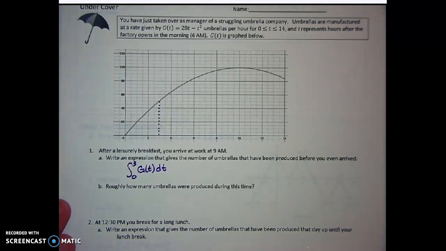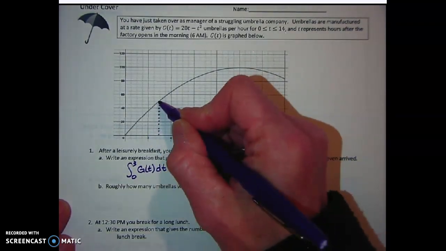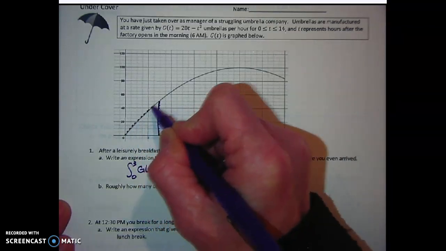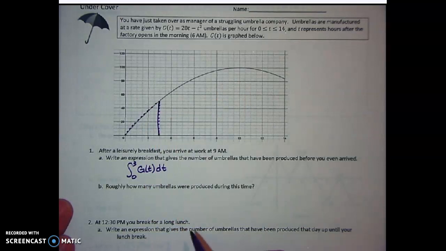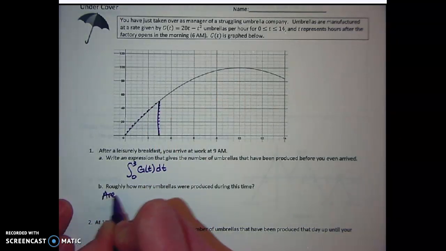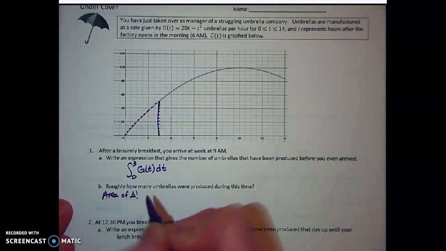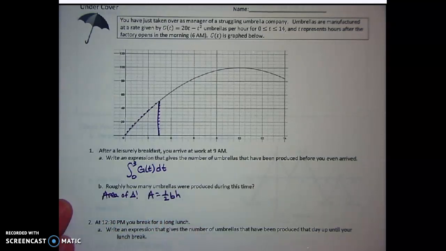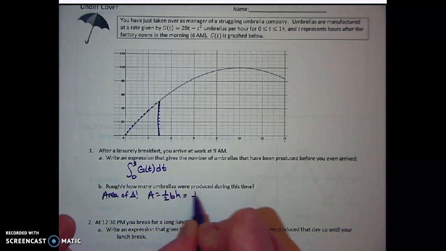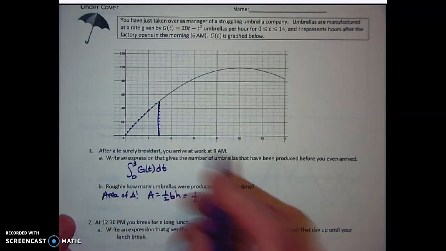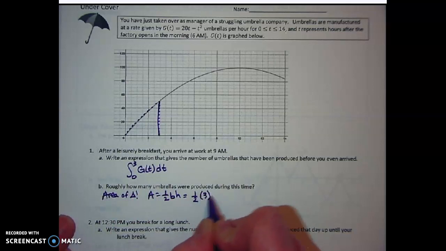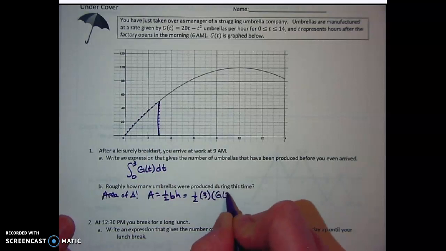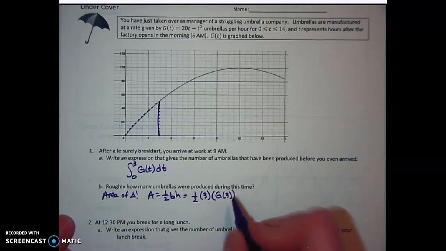We haven't really talked about this, but as I draw this line down, this is my 3 hours, and to me that just looks like a really nice triangle. So I'm going to use the area of a triangle to get my estimate. The area of a triangle is 1/2 base times the height. So 1/2, my base is 0 to 3 hours, and my height is however high this function is, g of 3 at 3 hours.